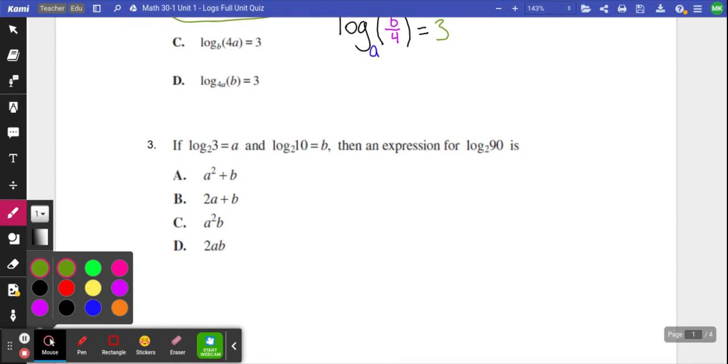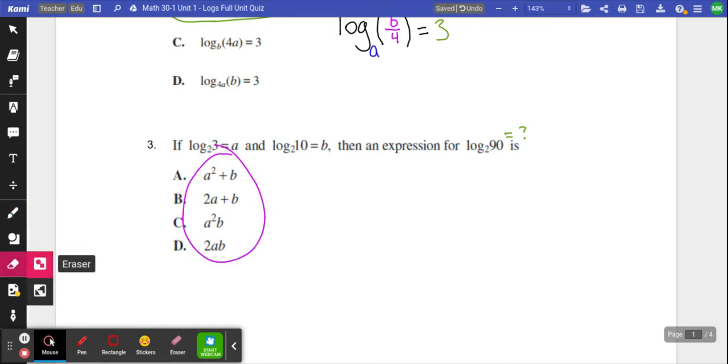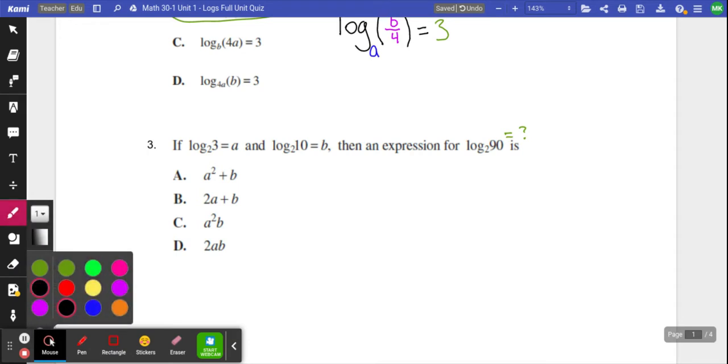Gorgeous. Look at this. If log 2 of 3 equals a and log 2 of 10 equals b, then the expression for log 2 of 90 is. So you're trying to figure out what log 2 of 90 equals. The answers are all in terms of a's and b's. That's because what they're trying to get you to figure out is how you could take log 2 of 90 and break it up to be log 3's and log 10's. Because you know what log 3 equals and you know what log 10 equals.